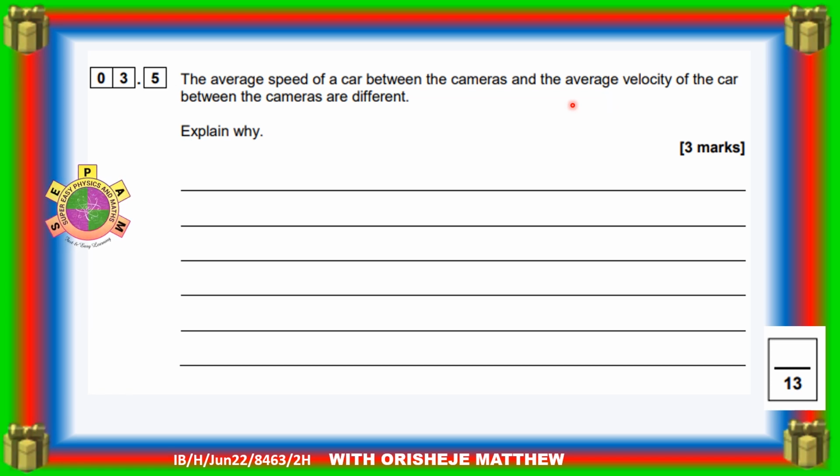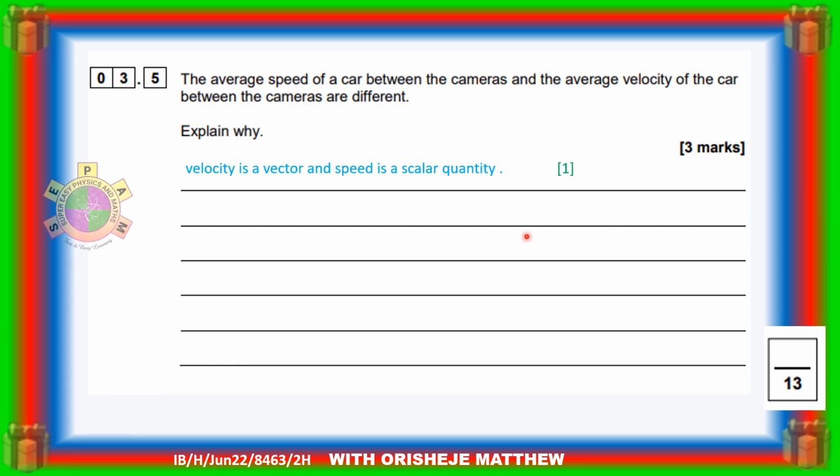So it has a magnitude. The magnitude may remain the same, like the speed, but once there is a variation in direction, then the velocity is going to have a different value. So the issue is that velocity is a vector quantity, while speed is a scalar quantity. So that is one reason for the difference in the value.